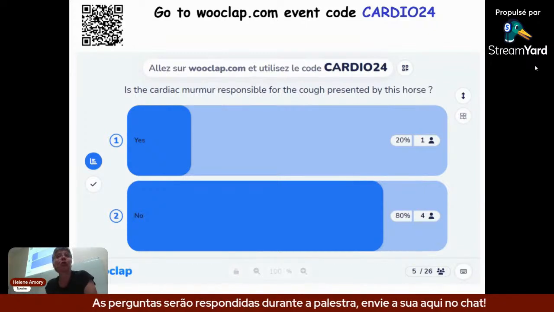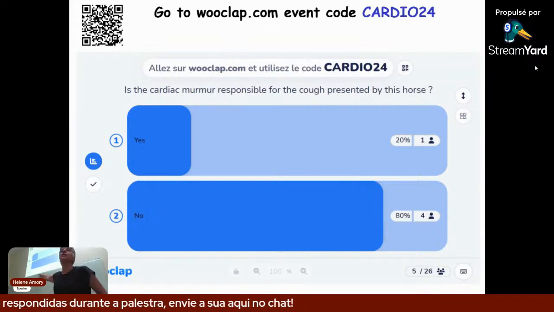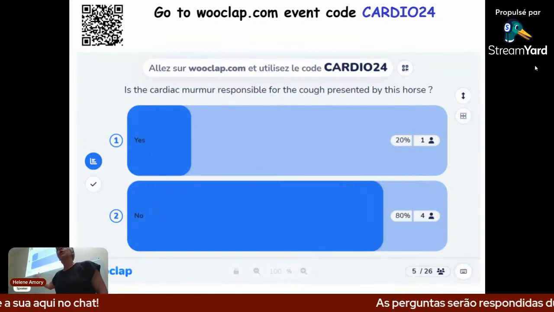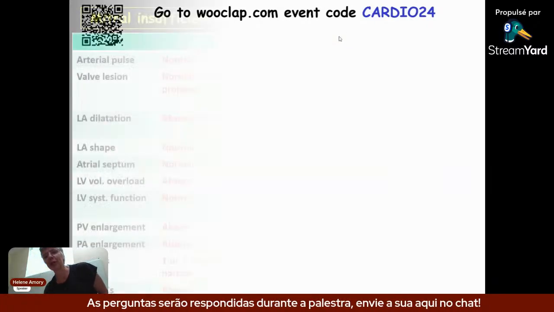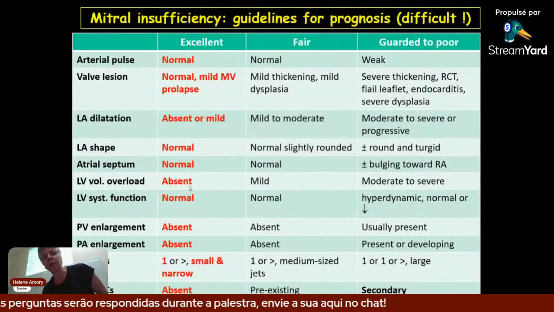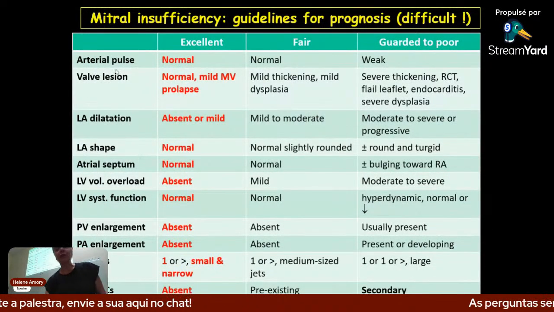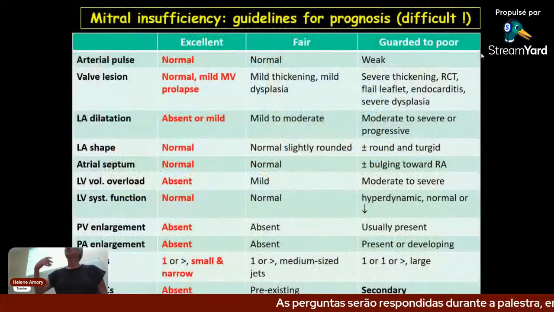Yeah, most of you think that indeed, with such a small mitral insufficiency at this stage, if the horse was exercise intolerant, I would say look at something else. It's not a cardiac problem, okay? I have all the criteria to say that the prognosis is very excellent, and I would look for something else.